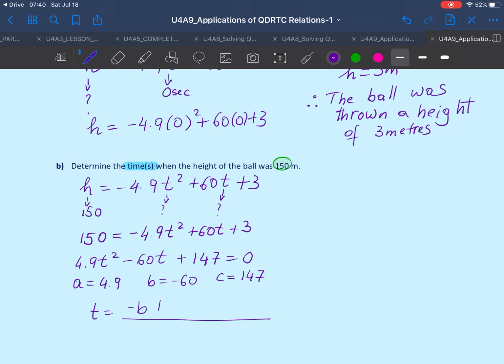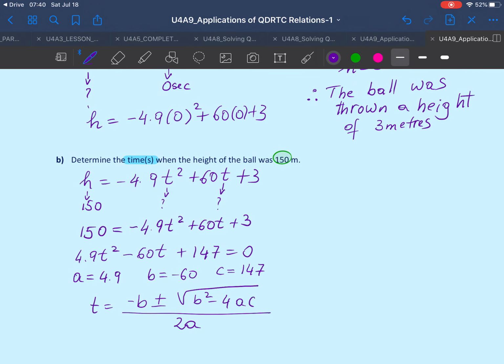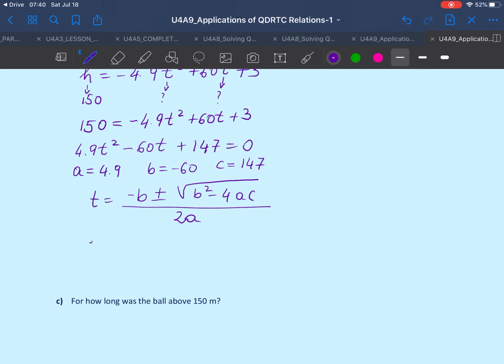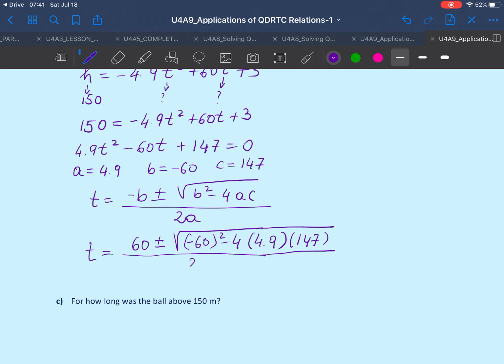And here we go, t equals negative b. I'm going to rewrite the quadratic formula, why not? Over 2a. Now I can substitute, and I can see my numbers more clearly. So we have t equals big fraction, and then we have negative b. Our b value is negative 60, so negative 60 plus or minus square root negative 60 squared minus 4 times a, which is 4.9, times c, which is 147, and that will be divided by 2 times 4.9.